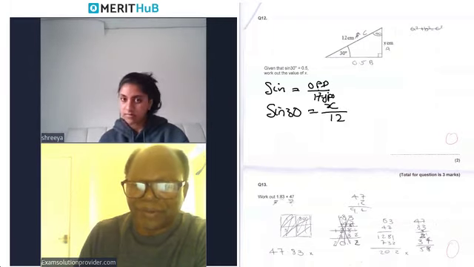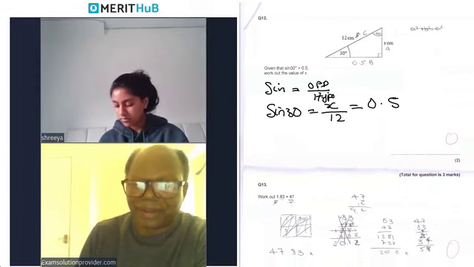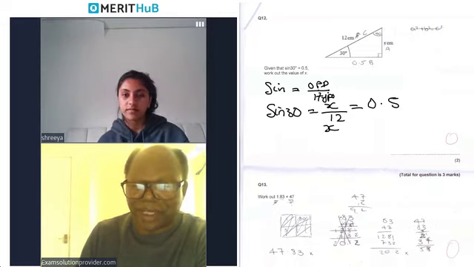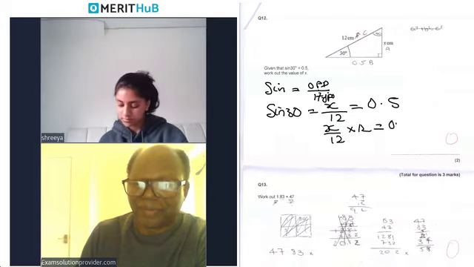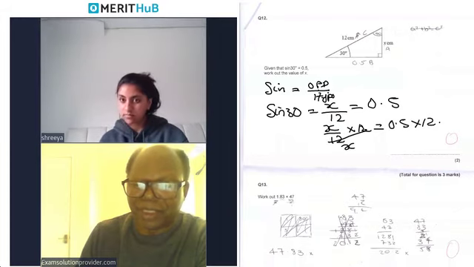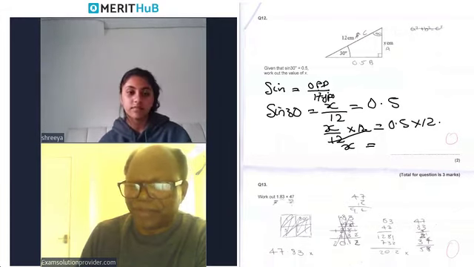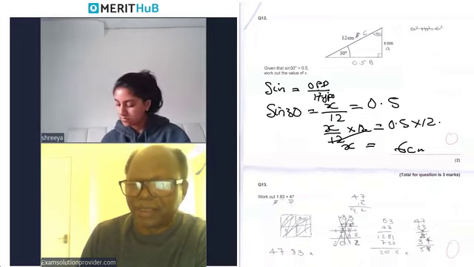Hypotenuse is 12 and tells us this is 0.5. So what do we need to do? We need to multiply both sides by 12. That's all. If I multiply this side by 12, I get x, which they want us to find. If I multiply this by 12, I get 6. So the answer is 6 centimeters.